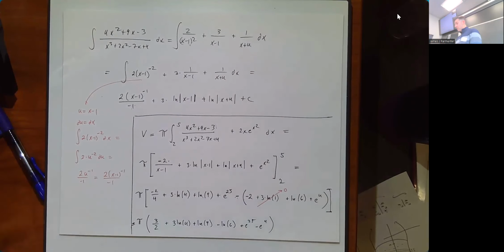You could put these together as one gross natural logarithm, but who cares? This you can't do anything with. e to the 25th minus e to the 4th is just, that's it. That's all I should say. There's nothing more you can do.